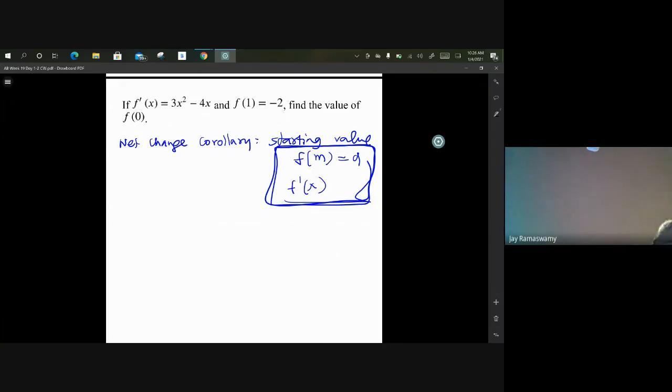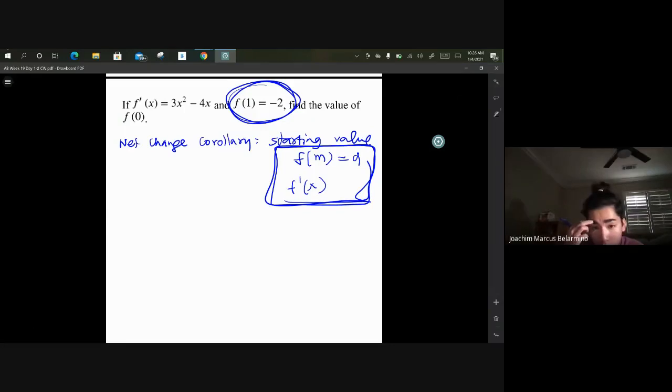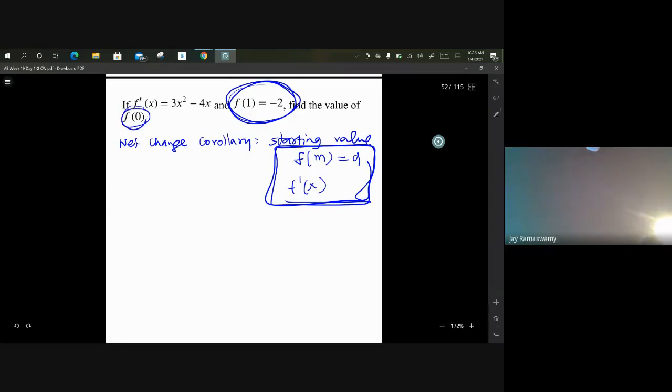Okay, in this question, have they given us f dash? Have they given us a starting value? Yes. And they're asking for another value, correct? So I will set it up. f of 0 equals, now play along, use the starting value, f of 1, plus integral, memorize the pattern. This is the net change corollary. Hint, what's your lower limit? Is your lower limit going to be 1 or 0? 1, very good. That is the lower limit.